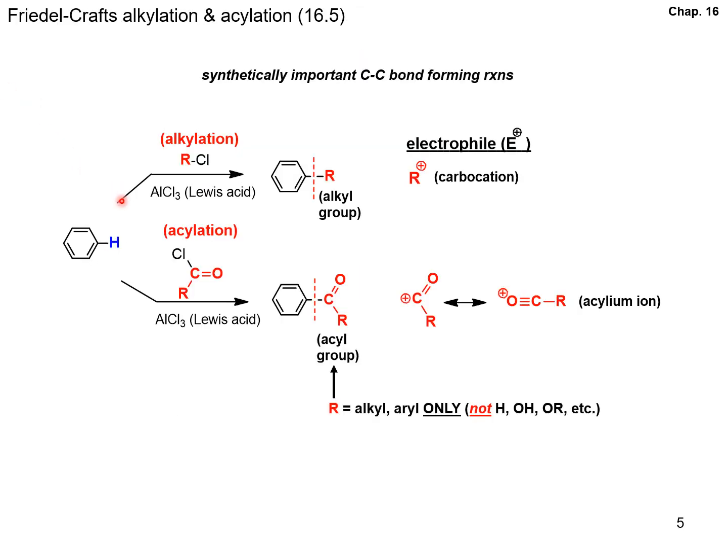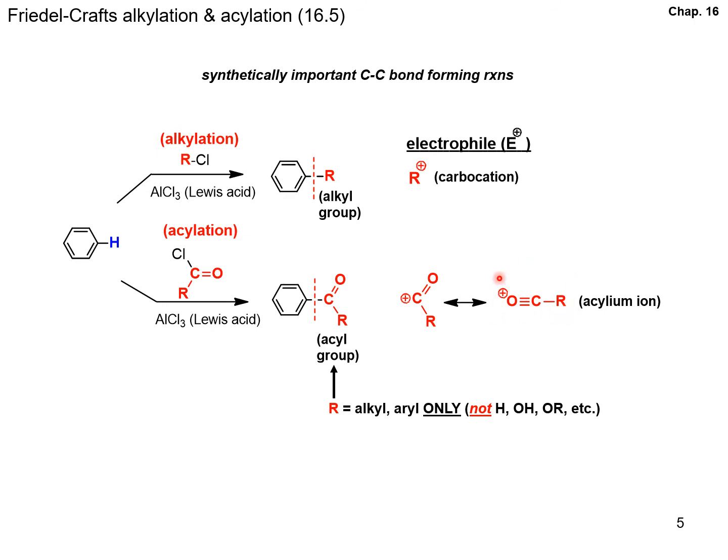It's possible by electrophilic aromatic substitution to substitute a hydrogen on the benzene ring for either an alkyl group or an acyl group. So this is called an acyl group, C double bond O R. And this is done by two named reactions, the Friedel-Crafts alkylation and the Friedel-Crafts acylation. In each case, the electrophile is going to be a positively charged species. So for Friedel-Crafts alkylation, the electrophile is going to be a carbocation. For Friedel-Crafts acylation, the electrophile is going to be an acylium ion.